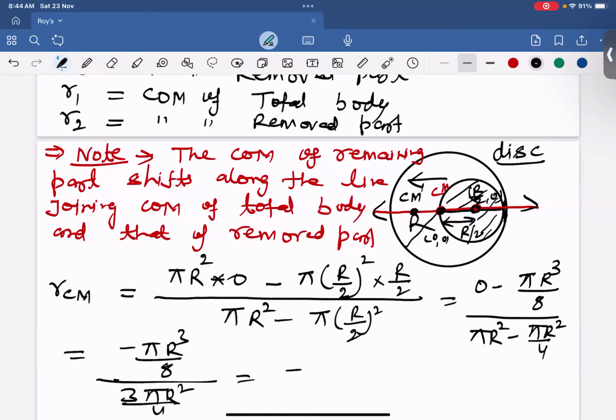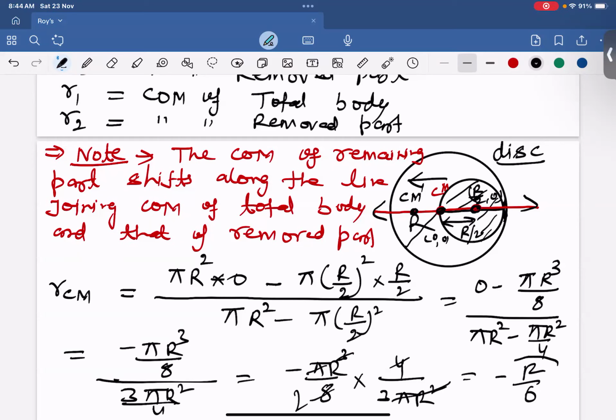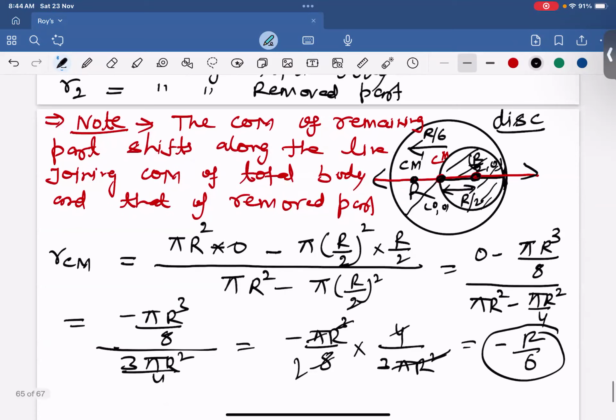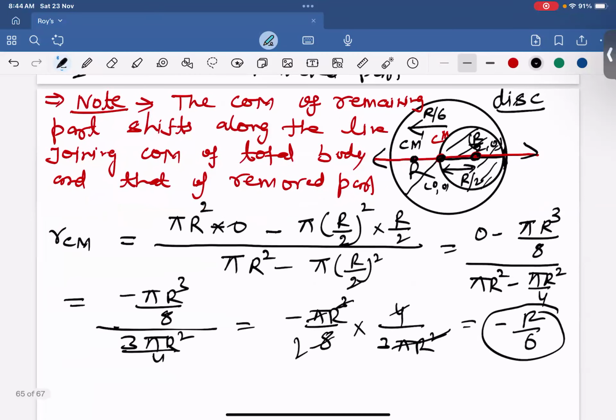If you solve it, it is minus pi r cube by 8, times 4 by 3 pi r square. If you cancel, you get r only, and 2 in the denominator. So you get the answer minus r by 6. So how much will the center of mass shift? It will be towards the left, that's why it is negative, and it will shift by a distance r by 6. Understood? Yes, sir.